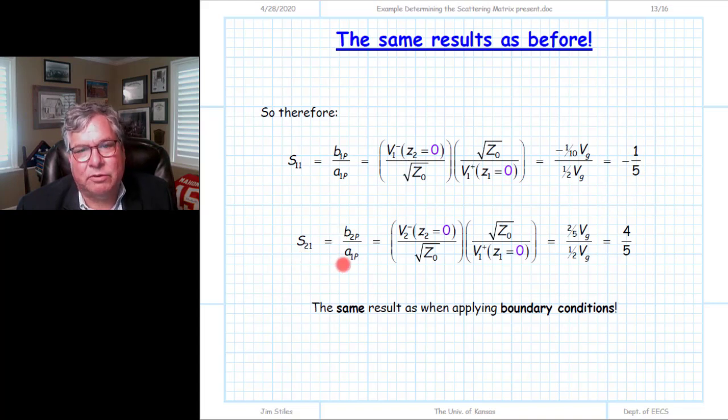S21, again, we take the ratio of normalized wave amplitudes, incident for A, scattered for B, and we know what V2 minus is. That's simply equal to the total voltage at port 2. Again, the plus wave voltage at port 1 is again 1/2 Vg. Doing the algebra, the Vg's cancel out, we get 0.4 over 0.5, which is 0.8. And so we get an answer here that is independent of Vg. The Vg's cancel out, and that has to happen. If it doesn't, you've made a mistake. These results, of course, are the same results as we got when we applied boundary conditions. Any valid method will give you the same answer.